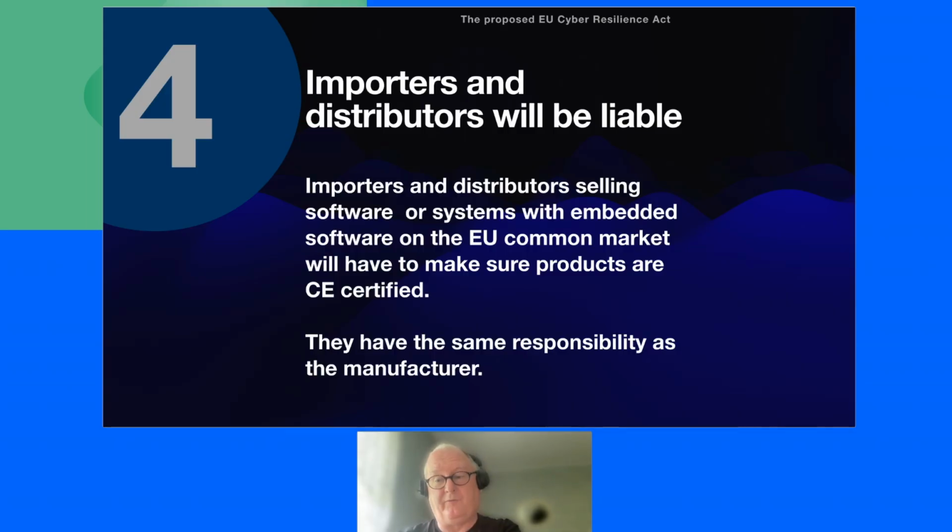Now, if you're not a manufacturer, but you import products and sell on the EU market, or you distribute from abroad, then you're liable as a manufacturer. And this is really important and will affect many, many companies. So anyone that imports or distributes products, everything from toys or IoT sensors to complex server systems, games, other things, will have to make sure that the product follows the CE marking.